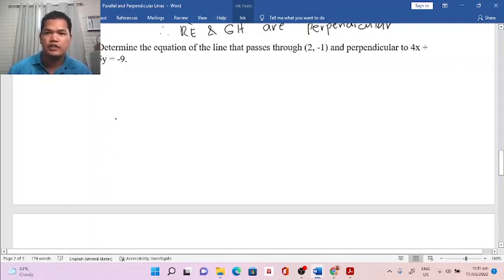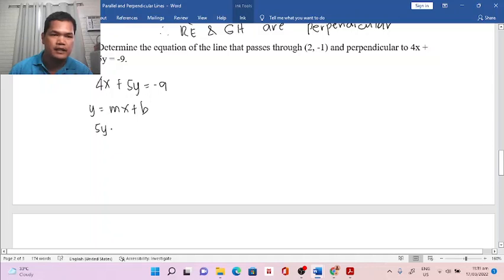Let us change 4x + 5y = 9 into the form y = mx + b. So we will have 5y = -4x - 9. Divide both sides by 5, and we will have y = -4/5 x - 9/5.